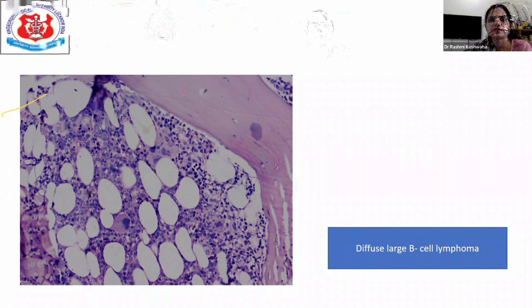So these are the FNA smears. We can see the increased number of cells here, the lymphoid population. And this is a closer view showing the presence of this abnormal lymphoid population. We can make out there are some large cells, some histiocytic cells, and some small cells here.